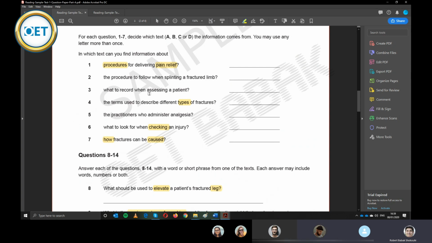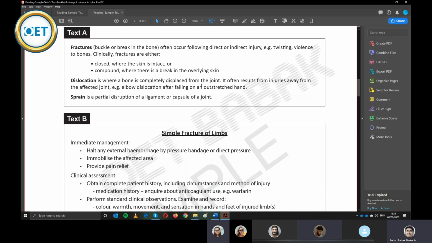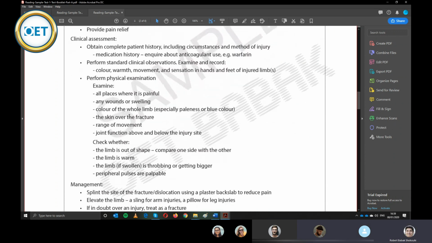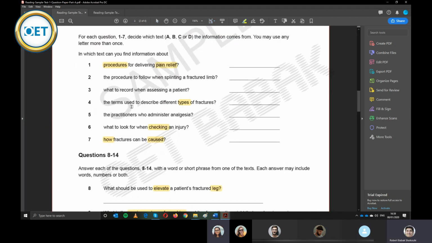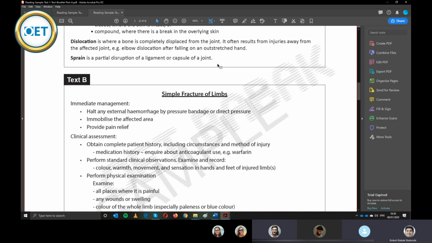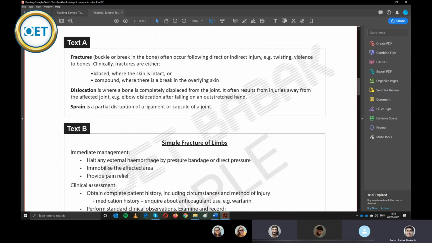Procedure. And record when assessing a patient, what to record? B. Yeah, so it's probably here, yes? Yes. Okay. The terms used to describe different types of fractures. A. Is it? Yes. Yeah, we say closed and compound.